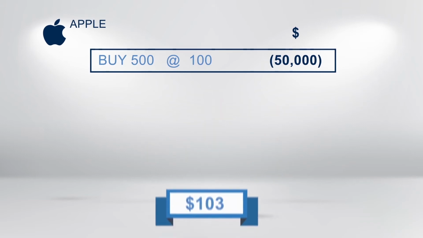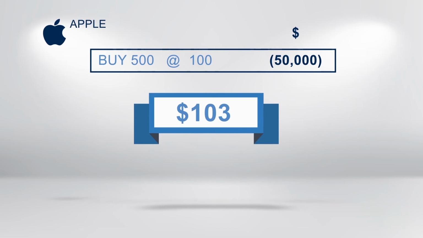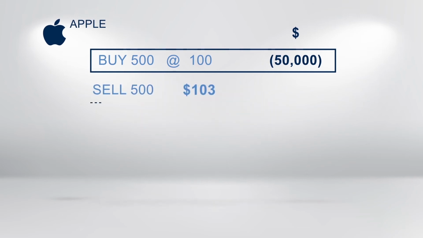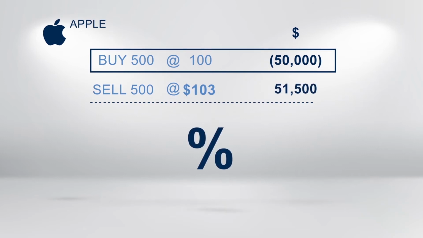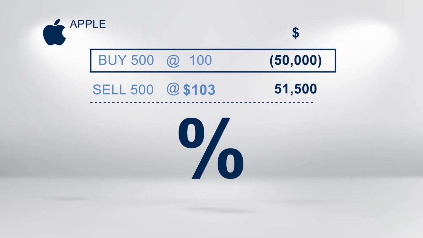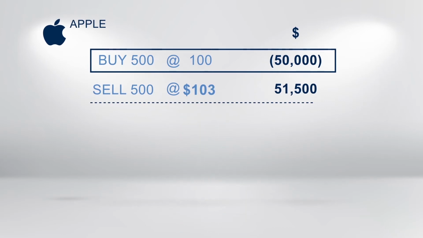Later in the day, Apple has risen to $103. So you sell your 500 Apple CFDs for $103 each. If the trade was left open beyond the first day, you'd have to consider an interest payment too. But for now, let's keep this example simple by ignoring the impact of interest and commissions. So have you made a profit or loss? In this case, it's a profit of $1,500.